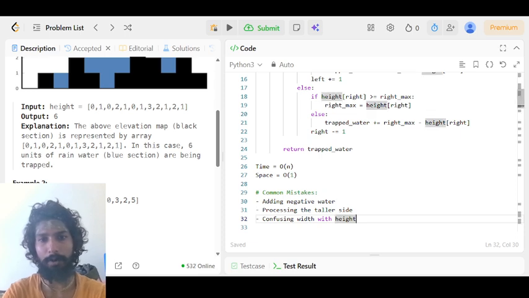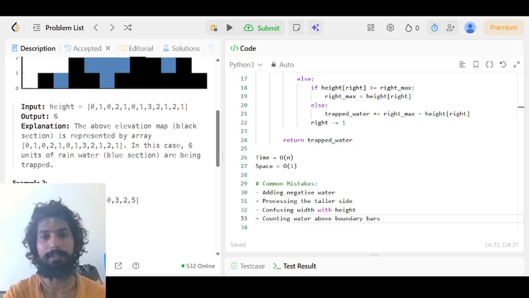Fourth is counting water above a boundary bar. A bar that creates a new maximum does not trap water above itself. So for every position, water equals the minimum of the tallest boundaries minus the current bar height. Instead of building separate left and right maximum arrays, we use left pointer, right pointer, left maximum, right maximum. We always process the shorter side. This gives us O(n) time and O(1) extra space, and that is the optimal solution for trapping rainwater.